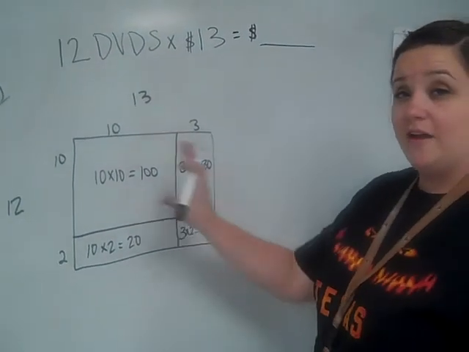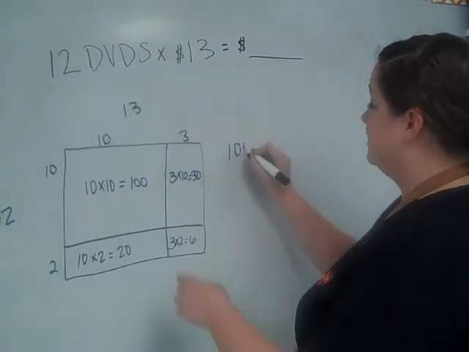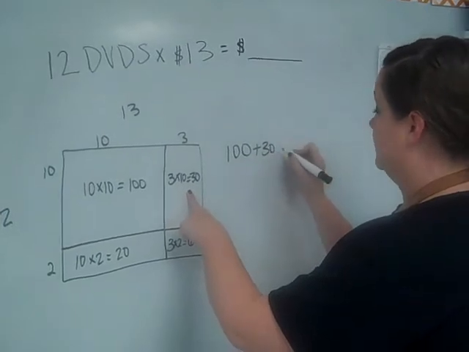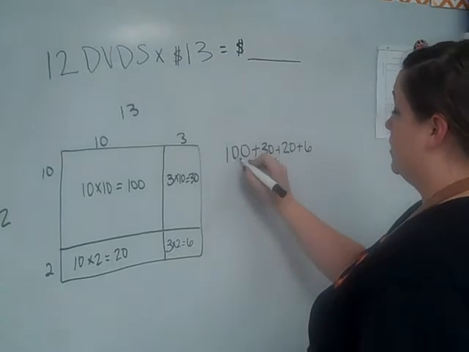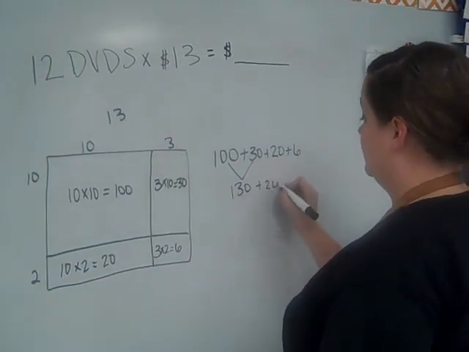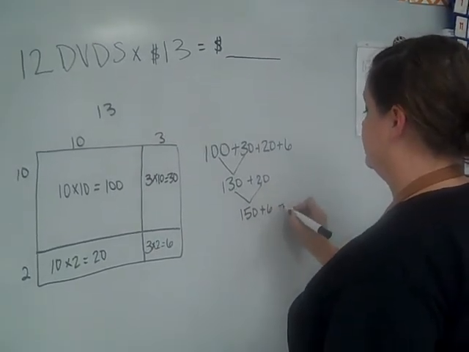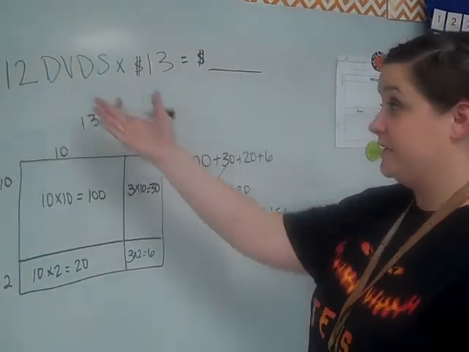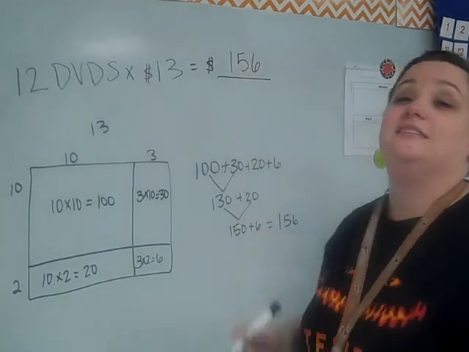Now that I know all the values of each of my pieces of my open array, I can take them and add them together. So I know that 100 plus 30 plus 20 plus 6. I know 100 plus 30 is 130, 130 plus 20 is 150, and 150 plus 6 is 156. So in the end, if you buy 12 DVDs at $13 a piece, you'll end up spending $156.